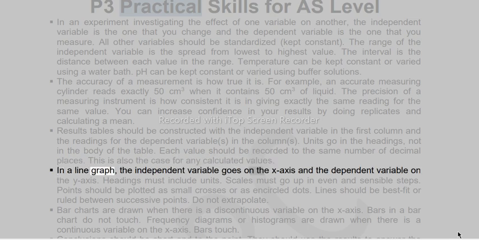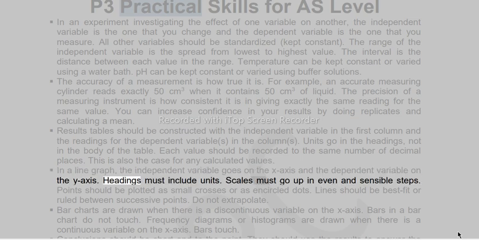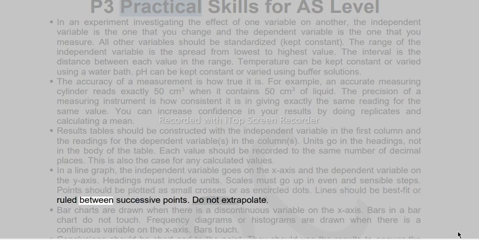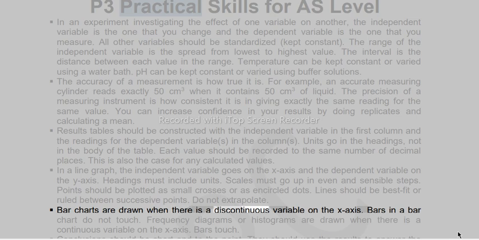In a line graph, the independent variable goes on the x-axis and the dependent variable on the y-axis. Headings must include units. Scales must go up in even and sensible steps. Points should be plotted as small crosses or as encircled dots. Lines should be best fit or ruled between successive points. Do not extrapolate.